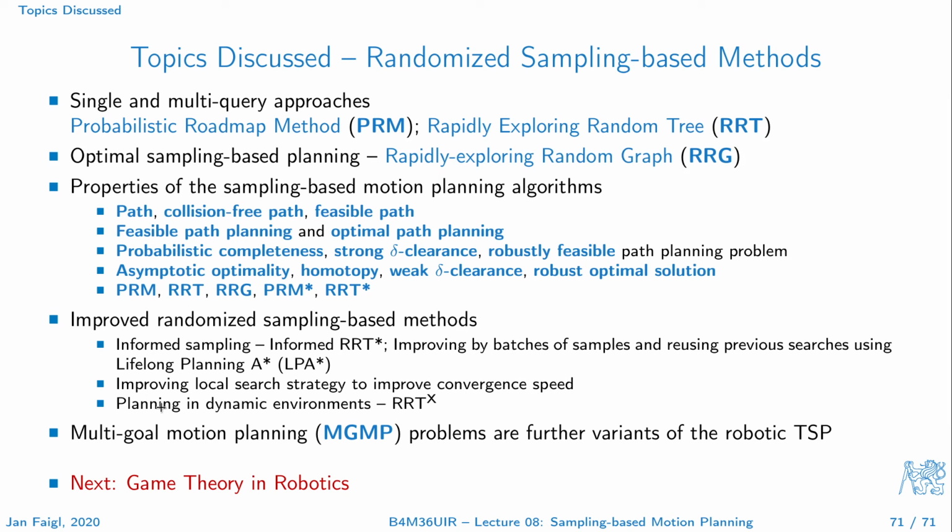And definitely, for planning in dynamic environments you should be aware there is something like RRTX, and it was also improved later by nowadays approaches. And considering data collection planning, robotic information gathering, you should be aware that multi-goal motion planning is a little bit more complex because we need to include these challenging problems and algorithms that may not be that fast. But it's a further variant of a robotic TSP.